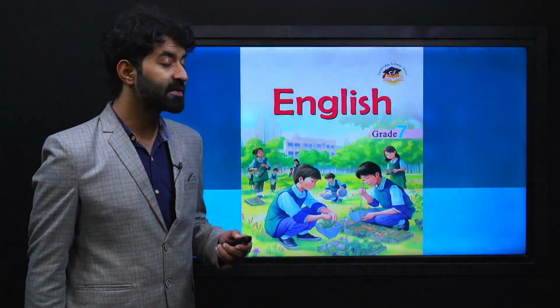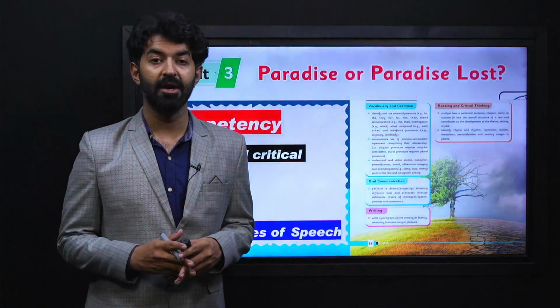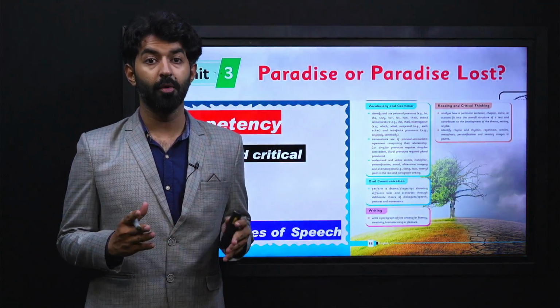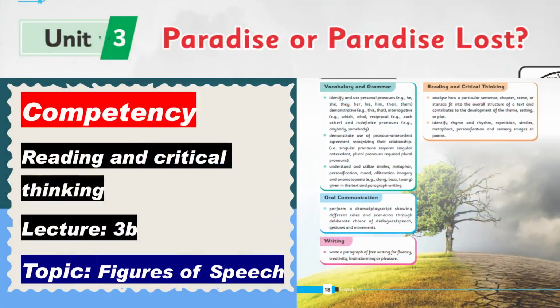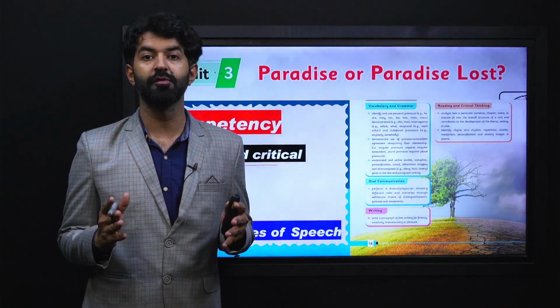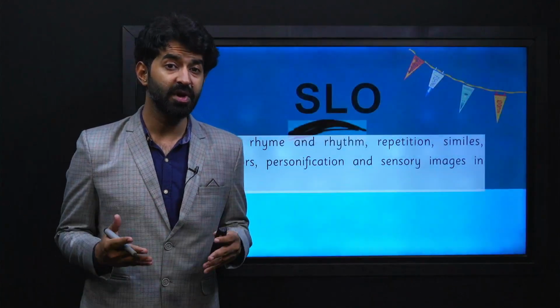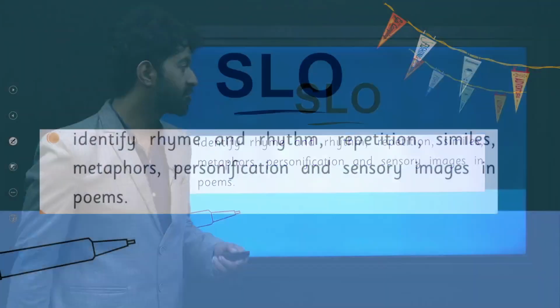So for grade 7, we are on our unit number 3. The title is Paradise or Paradise Lost. It's a poem and I hope that you have already read it. Now this will be our competency of reading and critical thinking, lecture number 3B, and we are dealing with figures of speech. Now let's read our students learning outcome and see how we can achieve it in this video lesson.